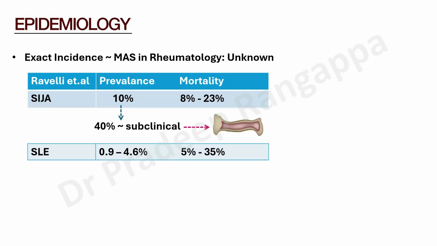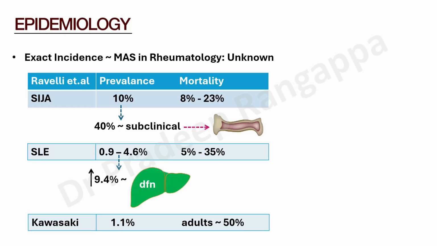In SLE, the prevalence of MAS or HLH is 0.9 to 4.6%. And as you see, there is a good correlation with increase in mortality, 5 to 35%. In SLE, the occurrence of HLH or MAS also increases when there is concomitant liver dysfunction, to 9.4%. In Kawasaki disease, the prevalence is put at 1.1%. In adults, it carries a very high mortality, up to 50% or more. So this is the sketchy epidemiological data we have. We don't have robust data because these are all rare conditions.